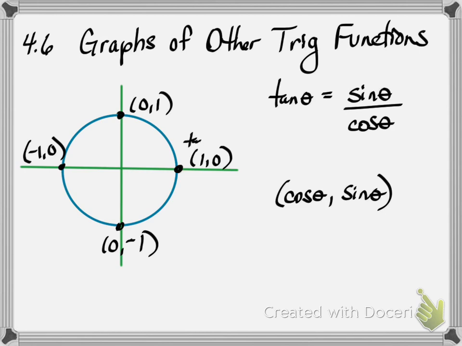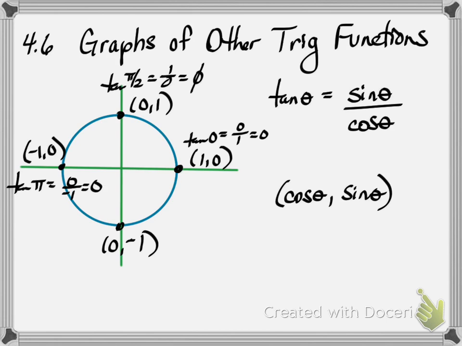So tangent of 0 is sine over cosine, which is 0. Tangent of pi over 2 is 1 over 0, undefined. Tangent of pi is 0 over negative 1, which is 0. And tangent of 3 pi over 2 is negative 1 over 0, which is undefined.